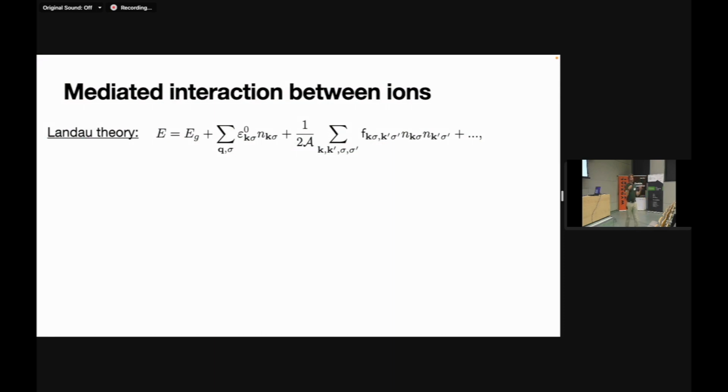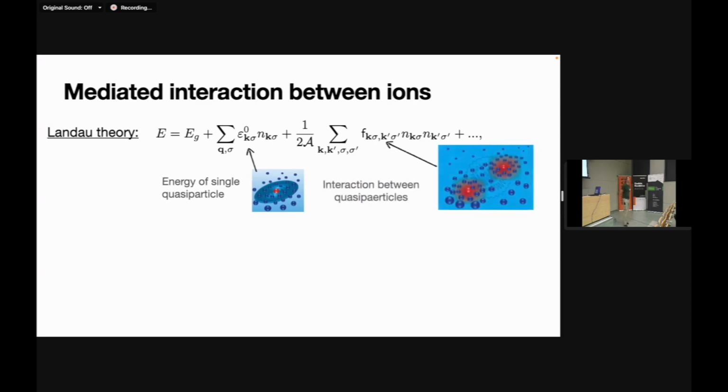So now we have discussed the properties of mobile quasiparticles, either mobile ions in a Fermi gas or in a BEC. I said this is motivated by Landau theory of quasiparticles. But an important ingredient of quasiparticles is how they interact.